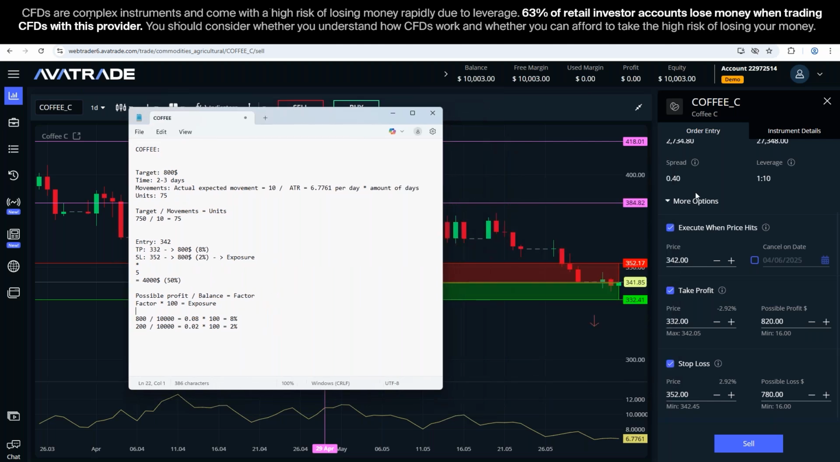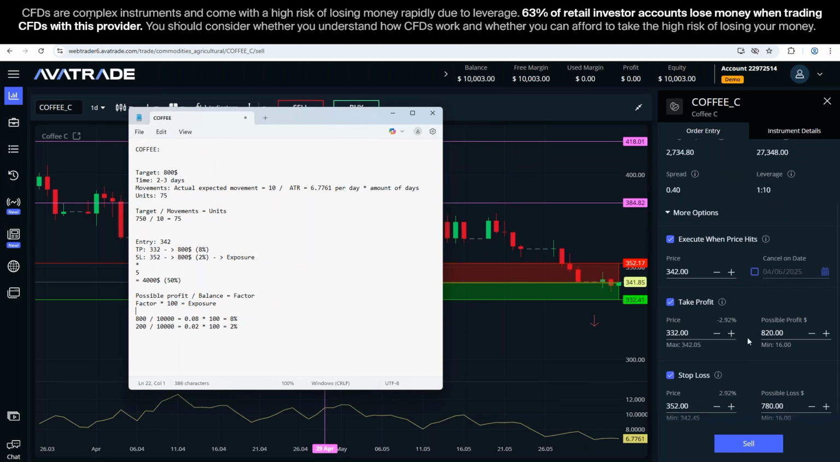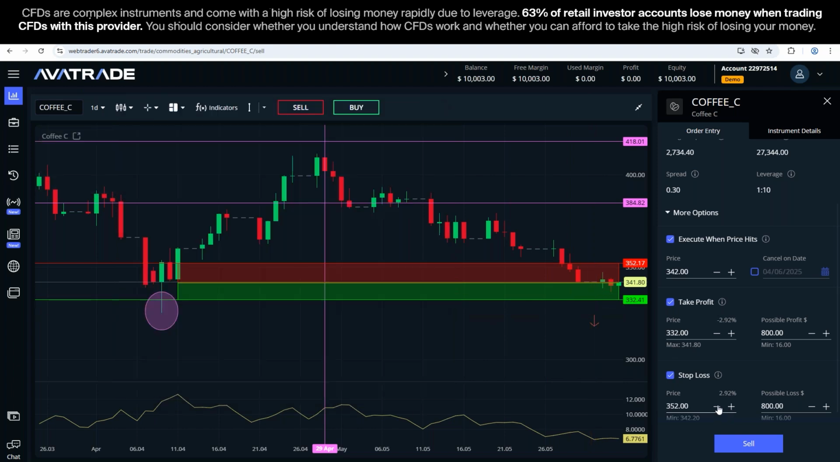Okay, so one way to do it, of course, is to lower the lot size. But if I lower the lot size, I also have an impact on my profit. So if I do this, I'm going to make less. The whole point here is to maintain the profit and lower only the possible loss. So how can we do this? All we have to do is look at how far away the stop loss is. And the closer it gets to the entry, the less we can potentially lose.